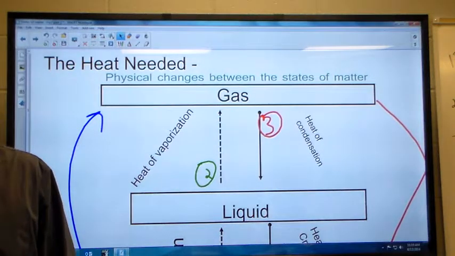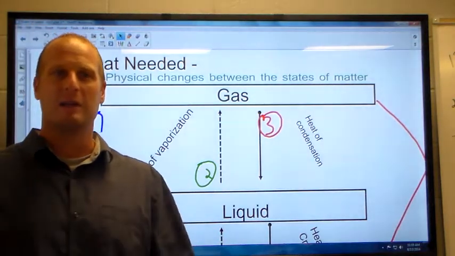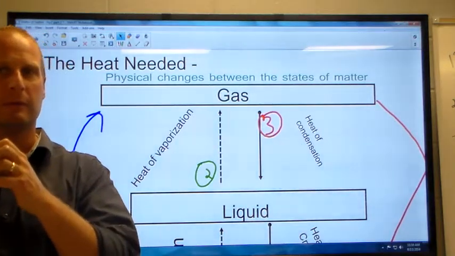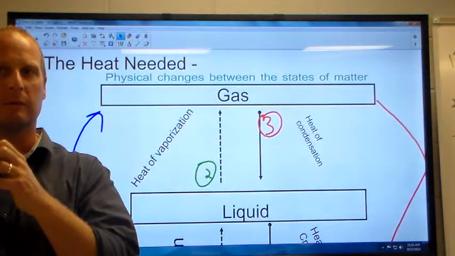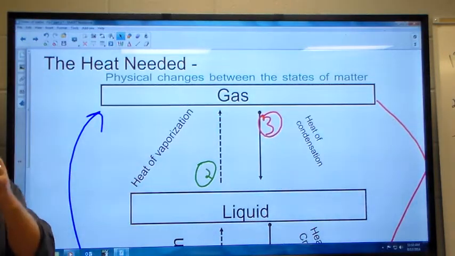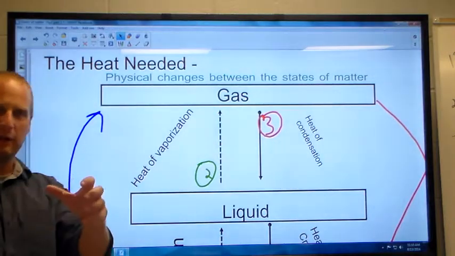Why do we put heat into a sample to make a substance go from a solid to a liquid? We talked about that. What is sticking the molecules together? What is holding them together? What do we call those? Intermolecular forces, that's right. And so to overcome those intermolecular forces, we need kinetic energy. The way to get kinetic energy is to put in heat energy.